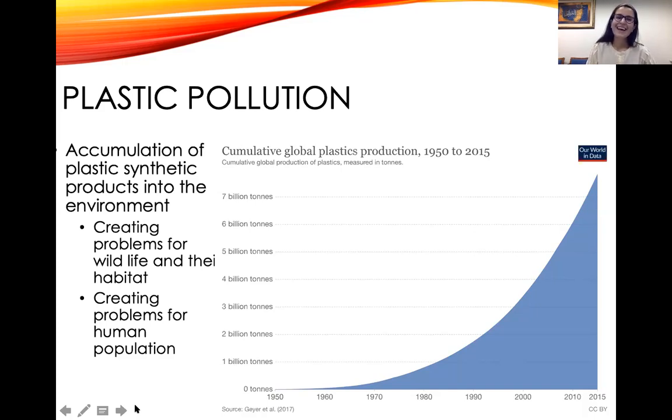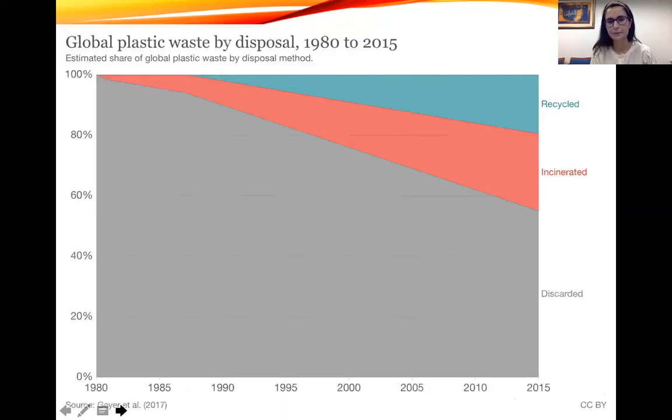And plastic pollution is simply the accumulation of plastic. It's creating an environment for the wildlife, and it destroys their habitat. The data shows that since the 1950s, as I said, when it was commercialized, the amount is increasing so much. And right now, let's say if our population is 7 billion, every person on this planet is releasing more than 1 billion ton of plastic. So something for us to be wary about, I think.